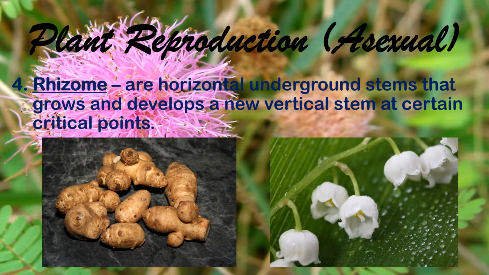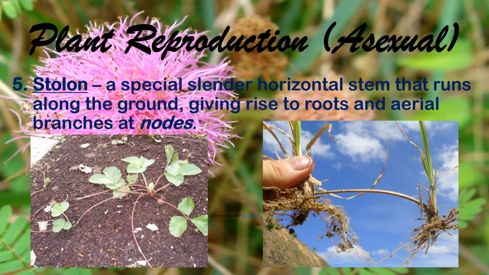Next one are the rhizomes. Rhizomes are horizontal underground stems that grow and develop a new vertical stem at certain critical points. Examples of these are ginger and lily of the valley. Stolons. Stolons or runners are special slender horizontal stems that run along the ground, giving rise to roots and aerial branches at nodes. Examples of plants that can reproduce through stolons are strawberries and grasses.